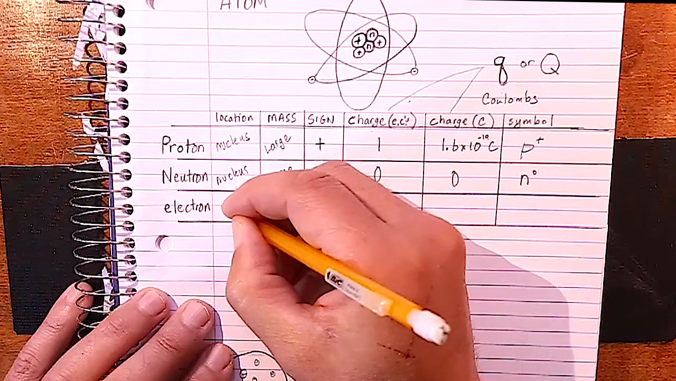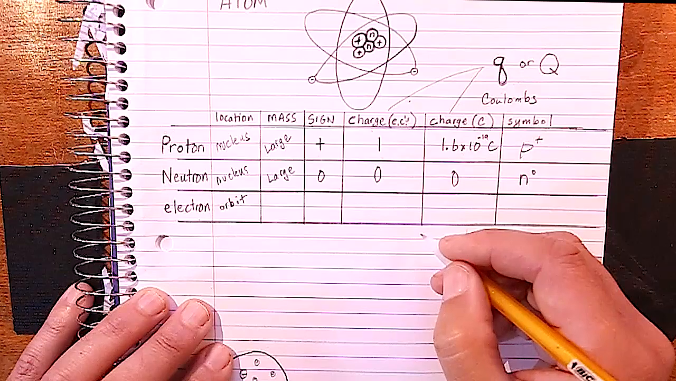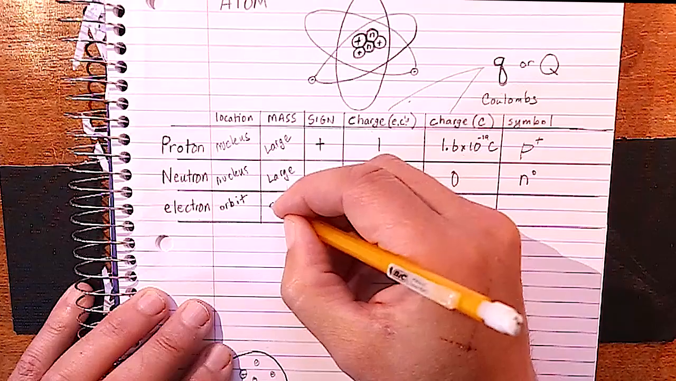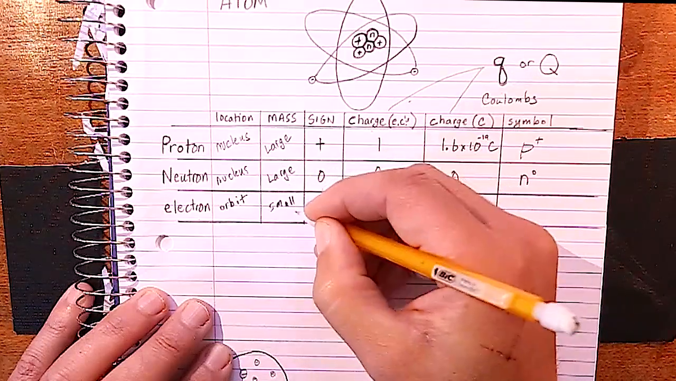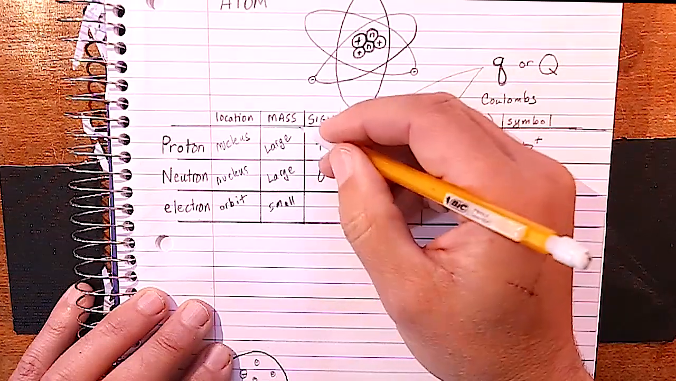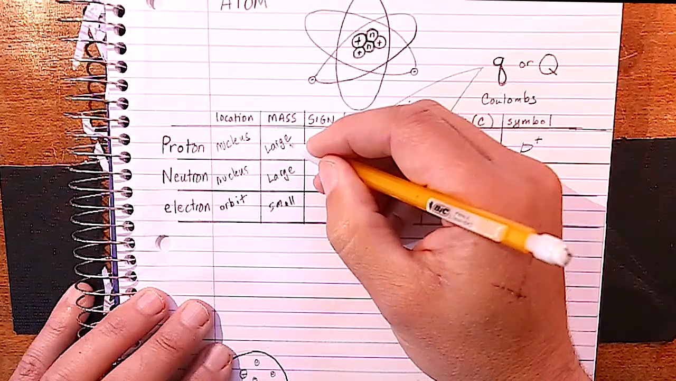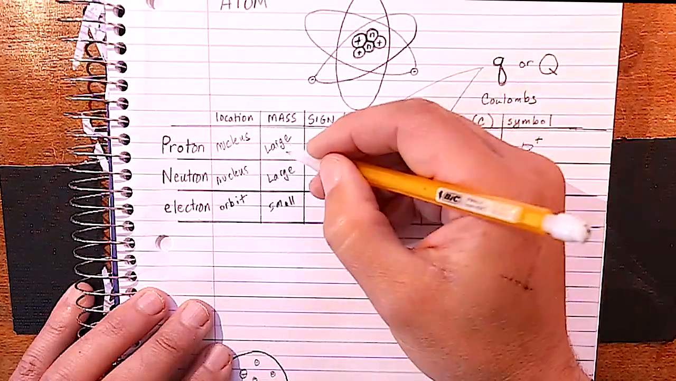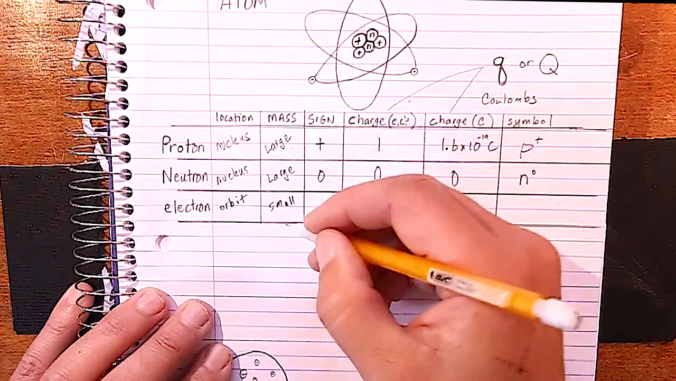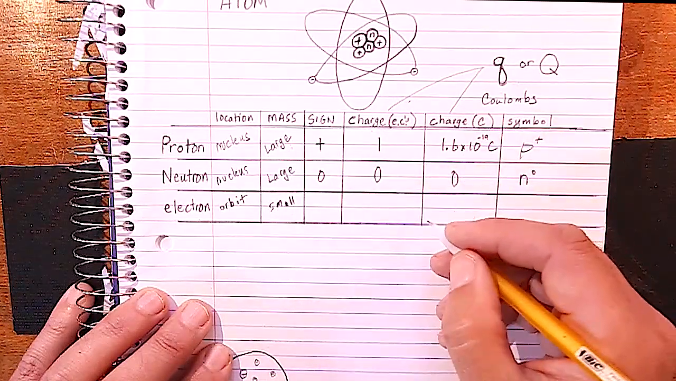The electrons are in orbit about the nucleus, so they're on the outside, which makes them easy to add and easy to remove. The electron is small, much smaller than a proton. And when we're talking about mass, this is going to come into play when we talk about acceleration. A proton is harder to accelerate in an electric field because of its large mass. An electron is easier to accelerate in an electric field because of its small mass.